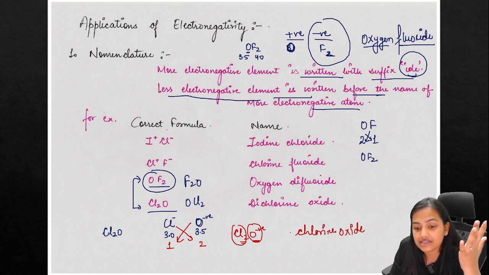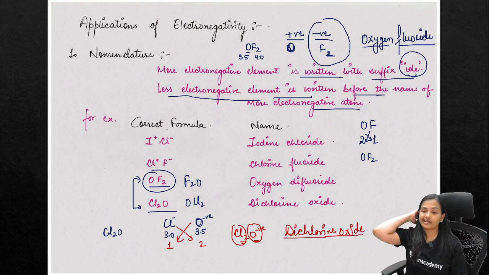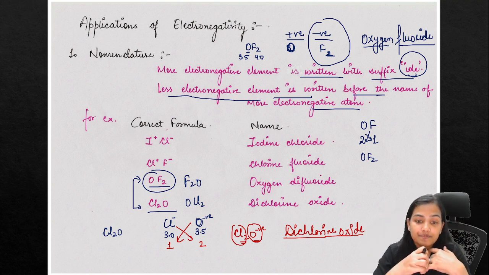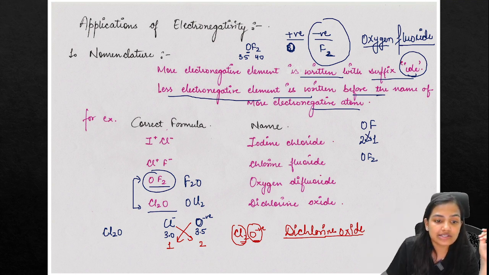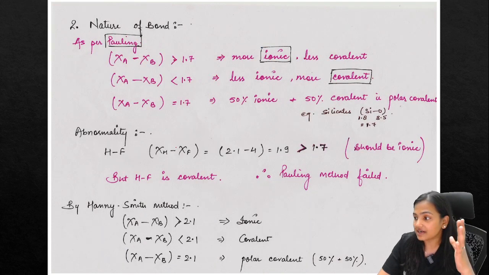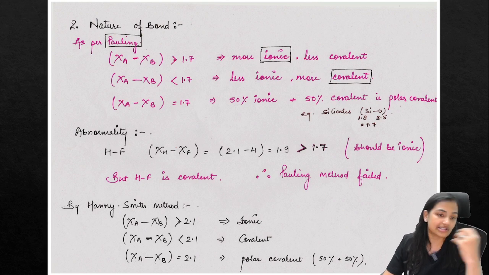Chlorine 2, so we can say dichlorine oxide. This is the way we can write down the nomenclature. I hope you all understood. Anything which is more positive will be on the left and the electronegative will be on the right. This is what the electronegativity principle teaches us.